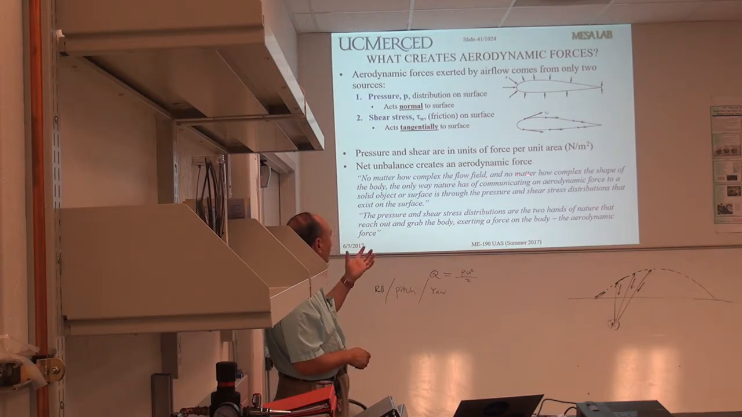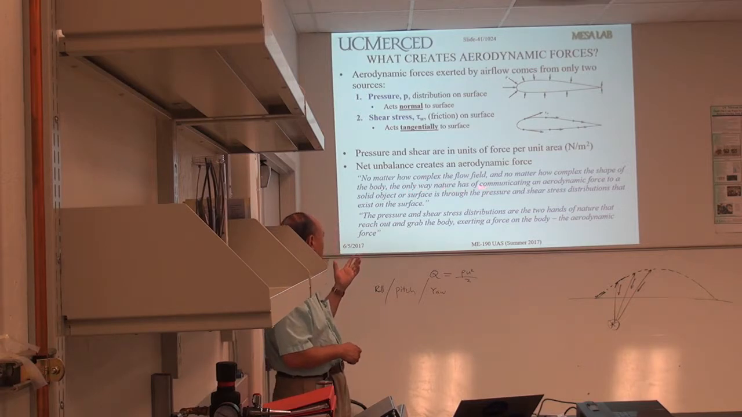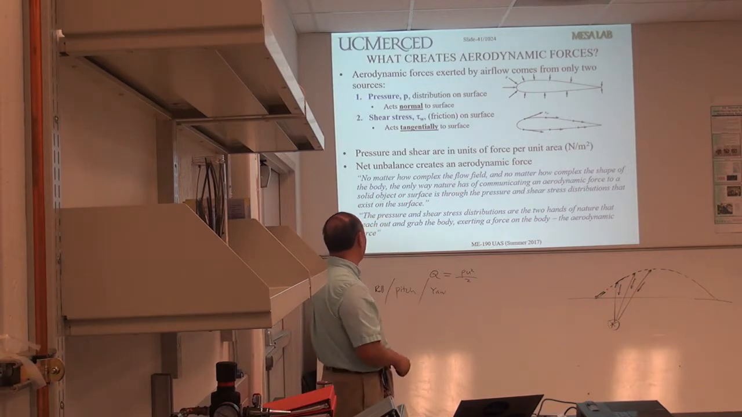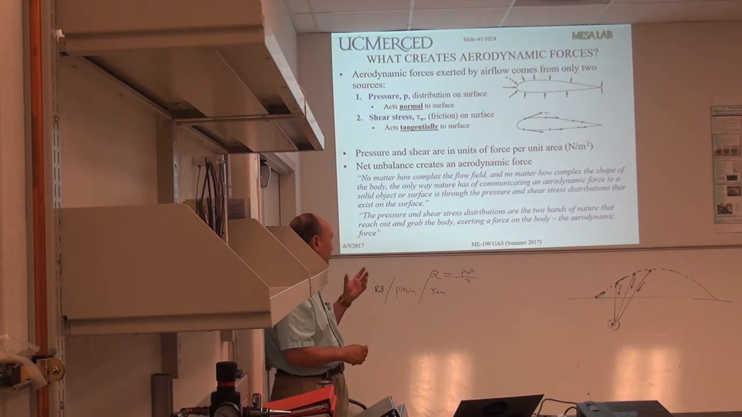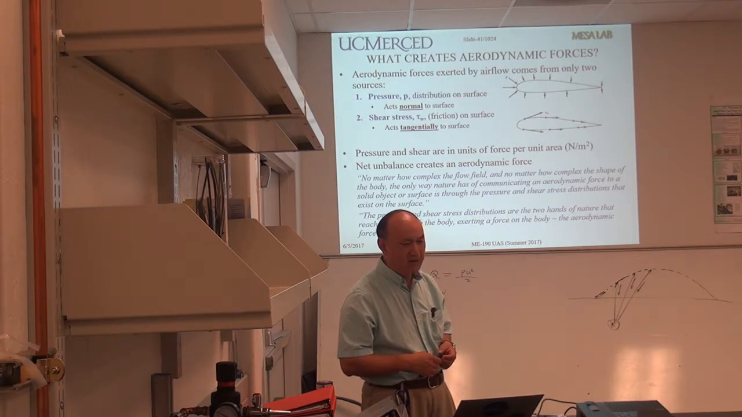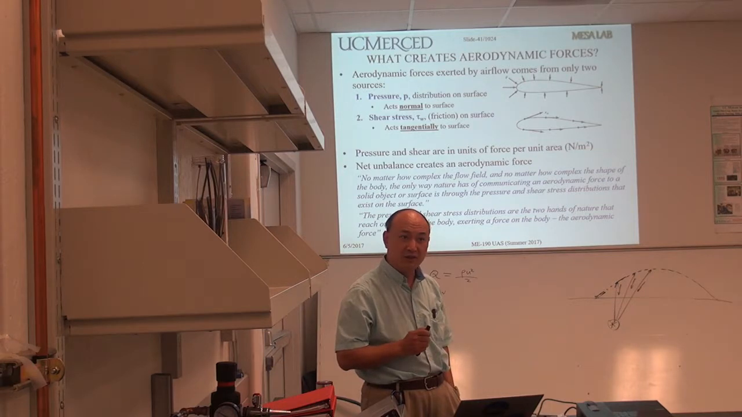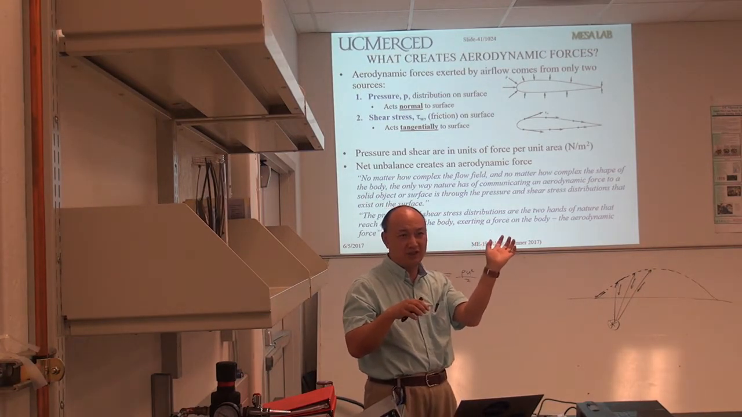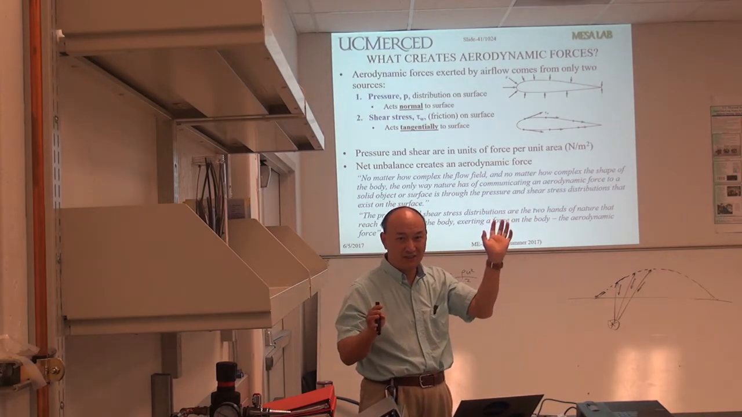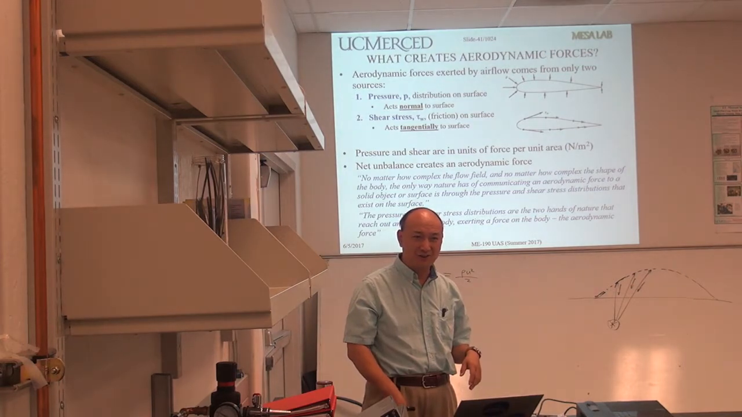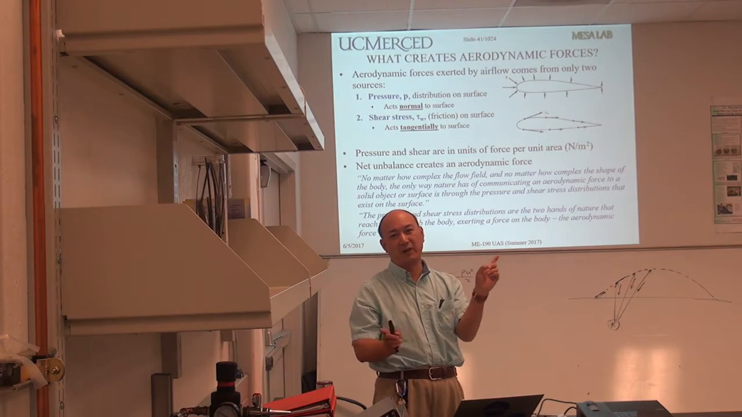No matter how complex the flow field and no matter how complex the shape of the body, the only way nature has of communicating an aerodynamic force to the solid objects or surface is through the pressure and shear stress distributions that exist on those surfaces. So the pressure and the shear stress distributions are the two hands of nature that reach out and grab the body, and insert the force into the body, and that's aerodynamic force. Then we project the force into different frames, and we can differentiate the components as either lift or drag. Okay? So you don't tell people that there are two aerodynamic forces on the aircraft when it's flying in the air. No, that's not a correct statement. You only have one aerodynamic force, and when you project it in different directions, you have different components.